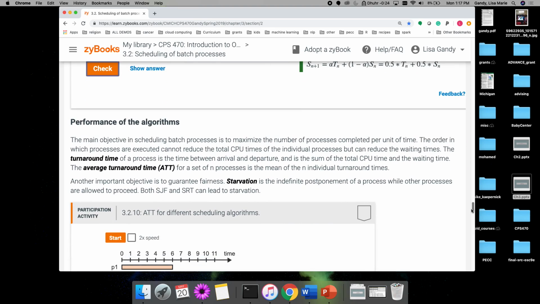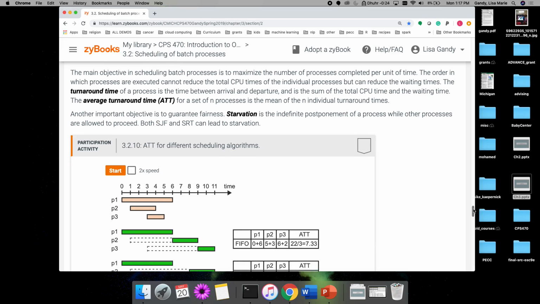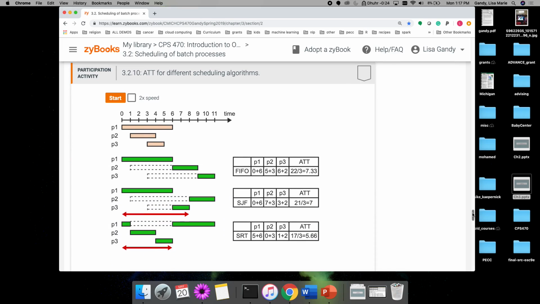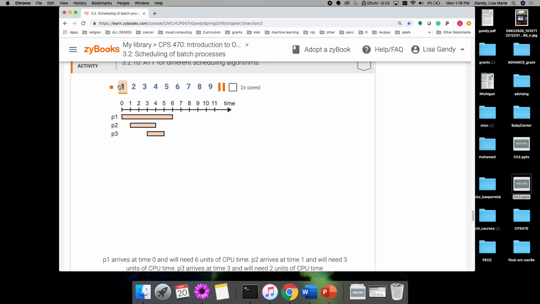Okay. So, now that we have this, we had talked about that. Then we talked about using the average turnaround time and starvation to compare scheduling algorithms. So we can kind of see which is better in what circumstances. Let's look at this and I'll explain it as we go.